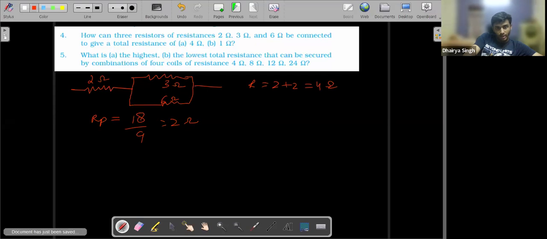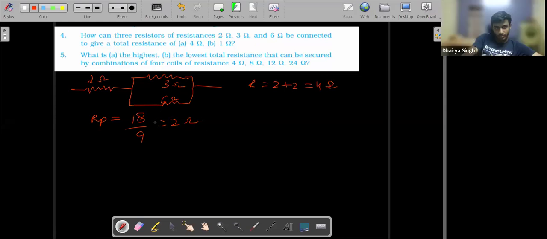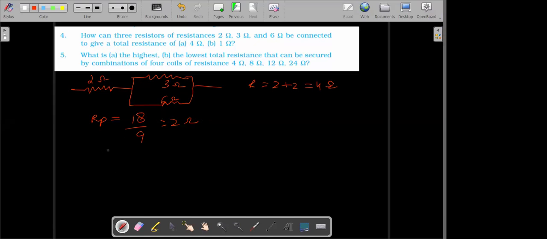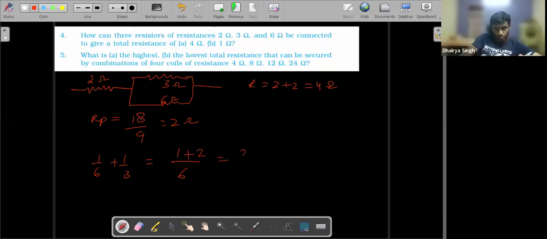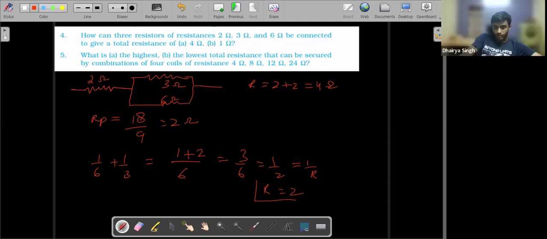Sir, it's not 18 by 9, right? In parallel, it's not 18 by 9. I guess it should be 1 by 3 plus 1 by 6. Okay, if you get 1 by 6 plus 1 by 3, your LCM would turn out to be 6. Okay, and here you get 1 plus 2, so you get 3 over 6, which is 1 over 2, and this was 1 over R. So you get R equals 2. Okay, sir. Got it.